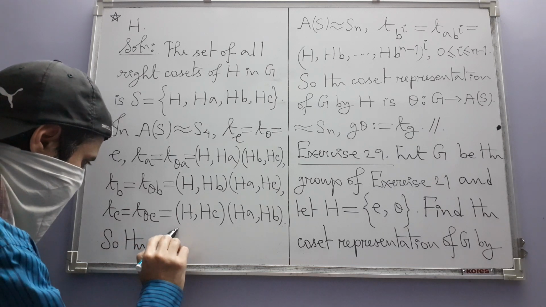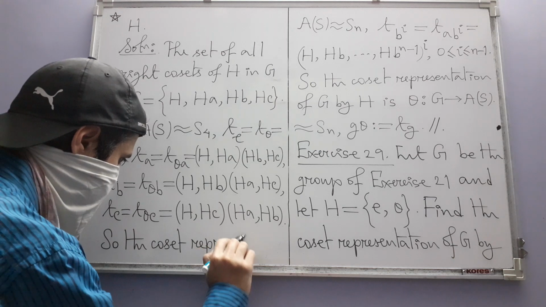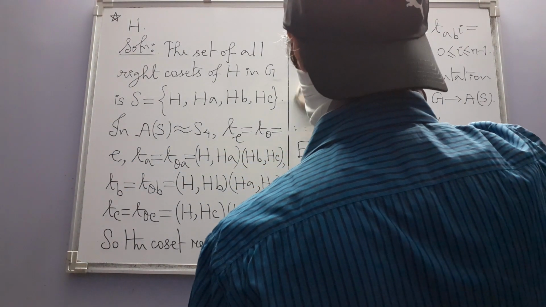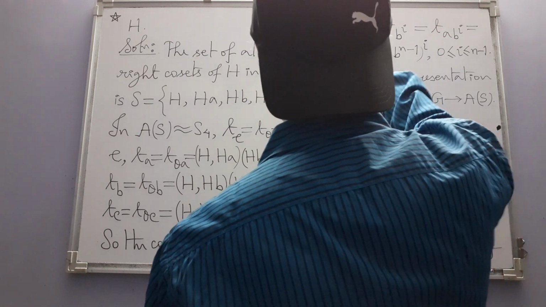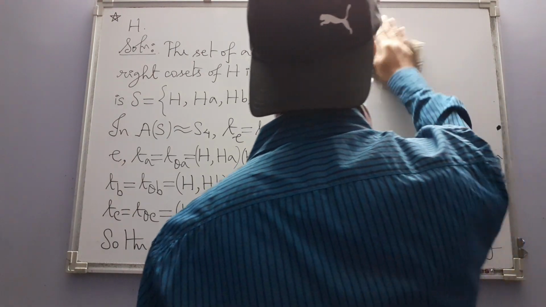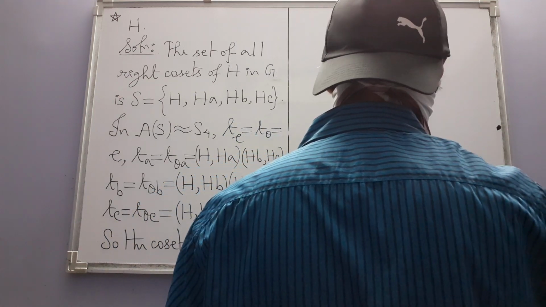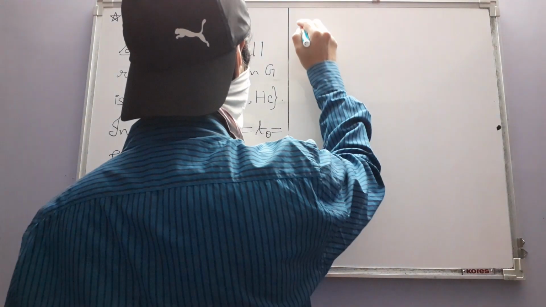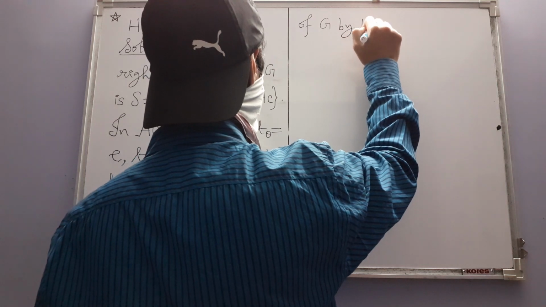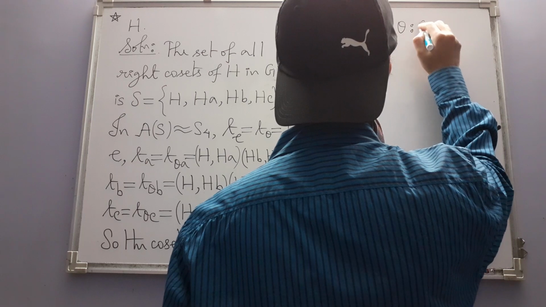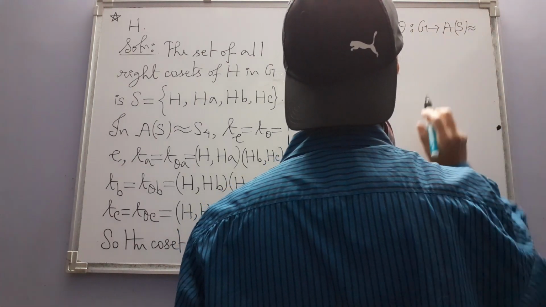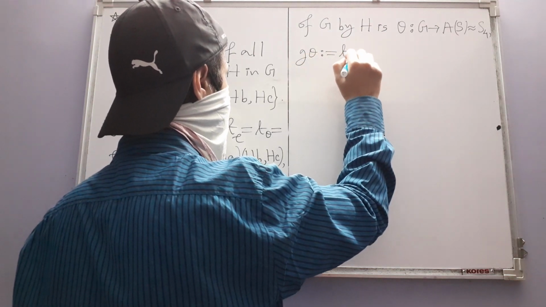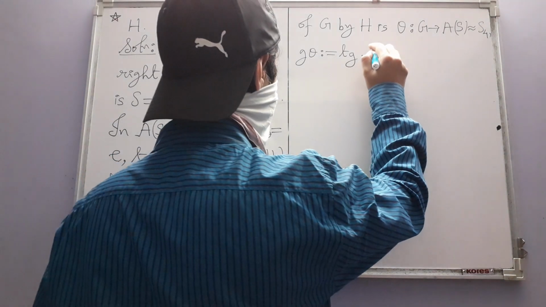So the coset representation, okay, this is S4. That's just it. And there is one more exercise.